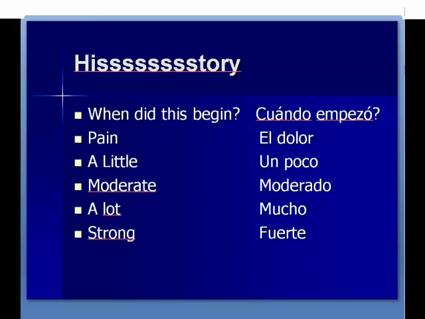Pain, el dolor. A little, un poco. Moderate, moderado. A lot, mucho. Tequila. Strong, fuerte.